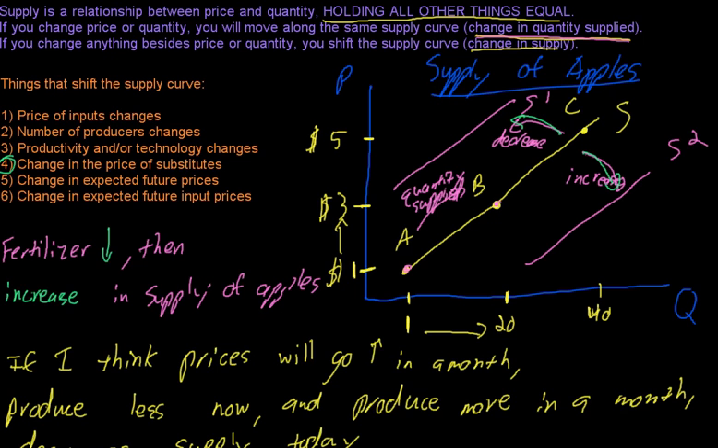And then vice versa, if I think prices will go down in a month, and I have extra crops that I'm holding on to, I will produce more now and produce less in a month, which will increase supply today. And then change in expected future input prices works the opposite way.